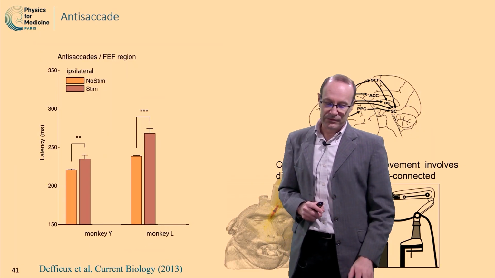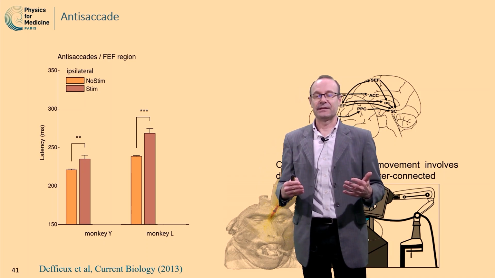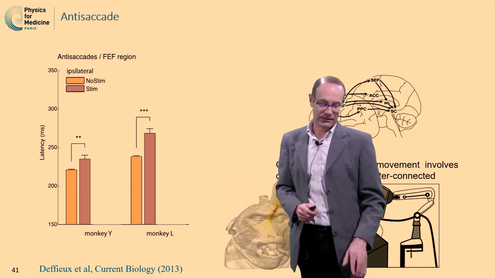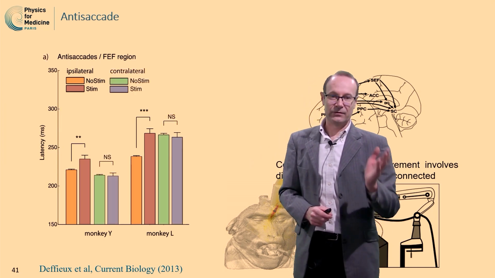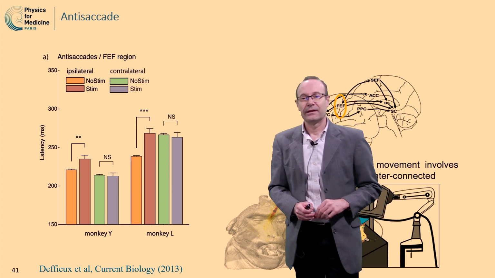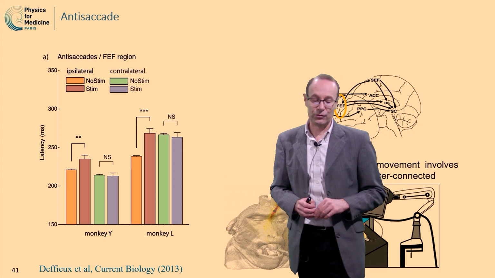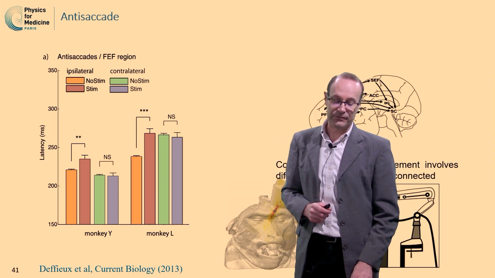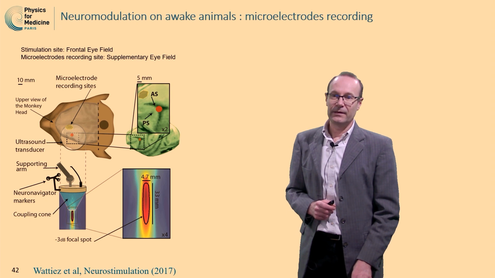What we saw actually is that there was a significant change in the latency time for the monkey when we were performing an ipsilateral task. And when the target was in the contralateral part, there was no effect. So it's a good example of the impact of neurostimulation. Here we would affect very precisely the left frontal eye field. This was confirmed with microelectrode recording.